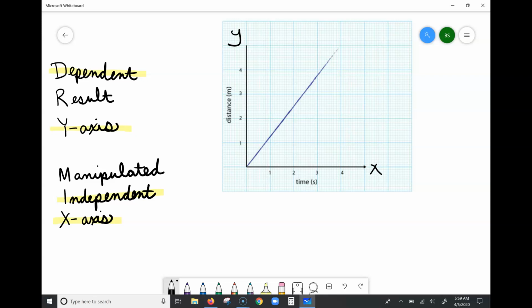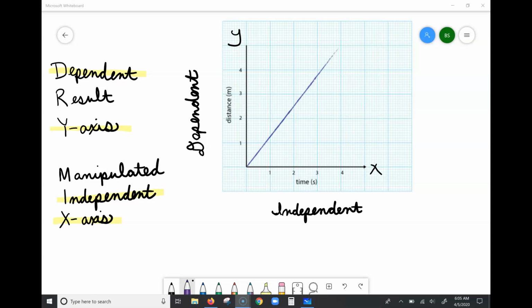That means that our independent variable will always go down here, and our dependent variable will always go over here.